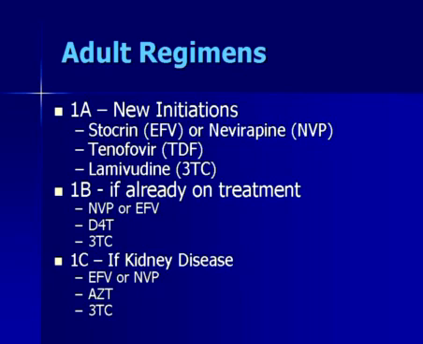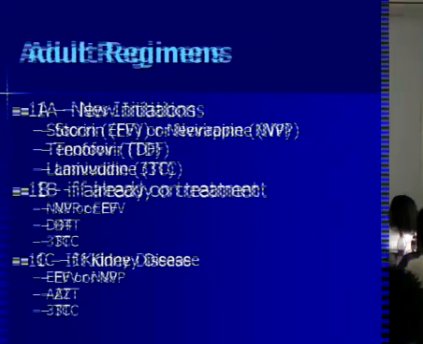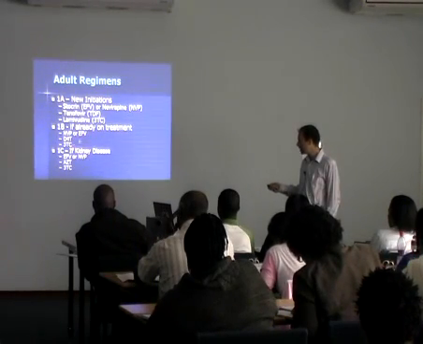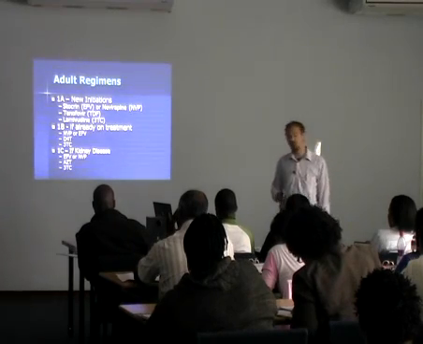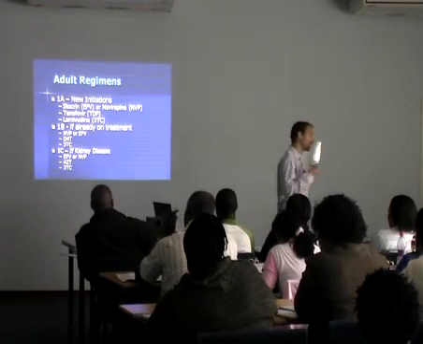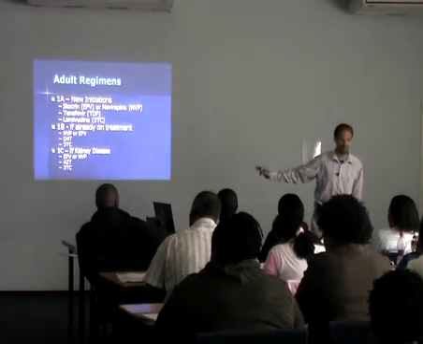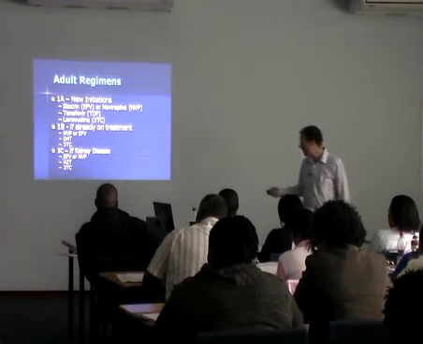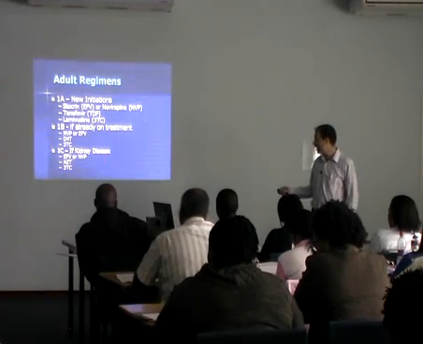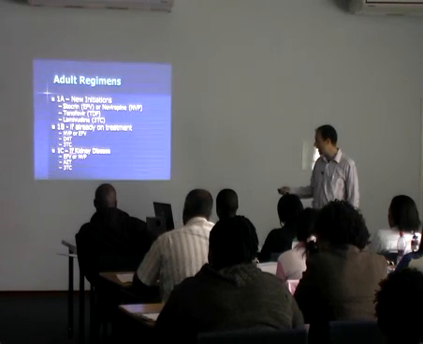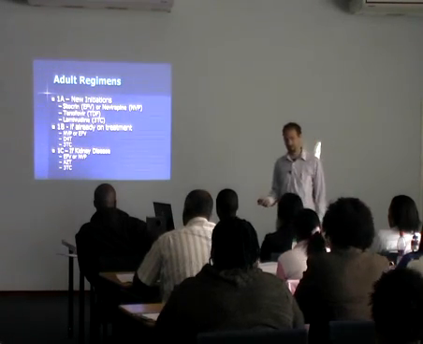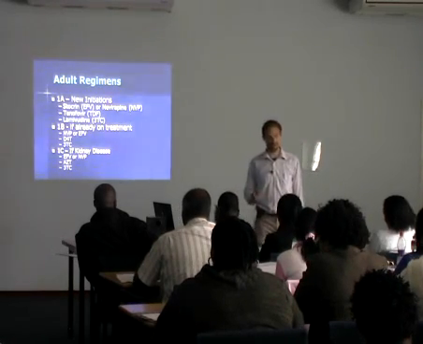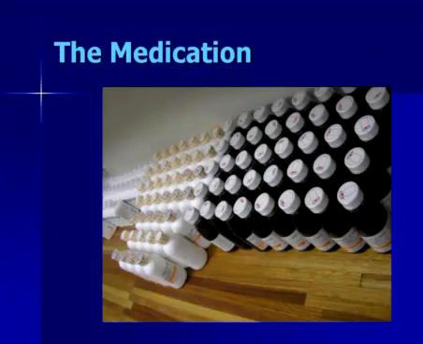Regimen 1B is what we're calling the old 1A and 1B, if they were already on treatment. So nevirapine or Stocrin, D4T, and 3TC. If patients were already on that regimen, they're doing fine, they have no side effects, they should just continue it. And 1C is the new regimen if patients have kidney disease. So they can take efavirenz or nevirapine, AZT, and 3TC. Patients on this will need to have an FBC before they start.